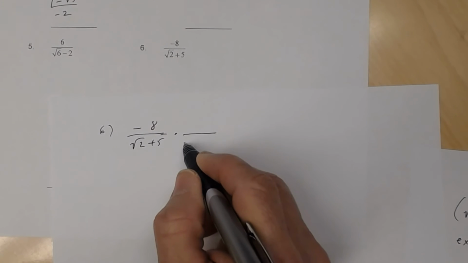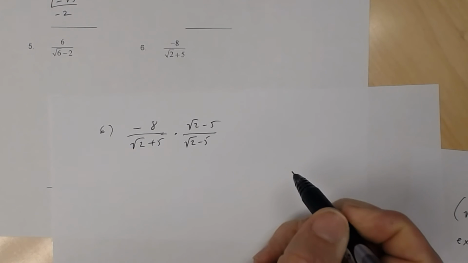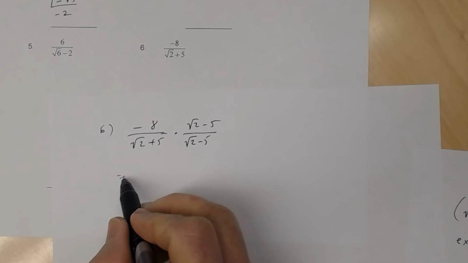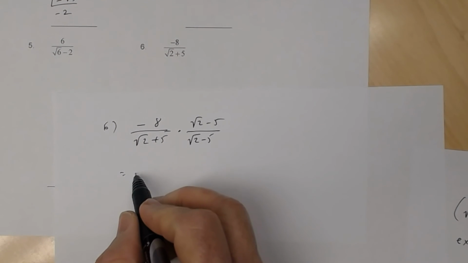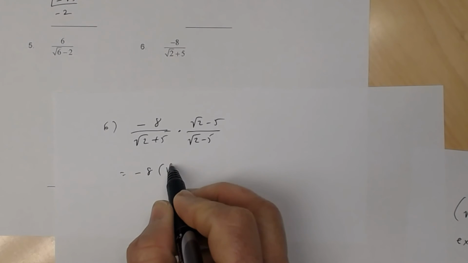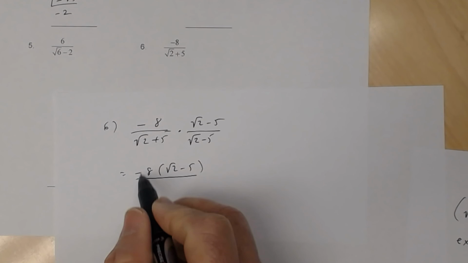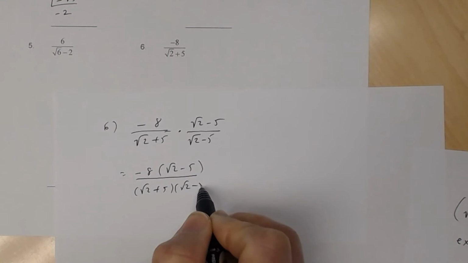So the conjugate of this would be the square root of 2 minus 5. Square root of 2 minus 5. So what you do to the denominator, you do to the numerator. And now this becomes negative 8 times this binomial, square root of 2 minus 5, divided by, and then the square root of 2 plus 5 times the square root of 2 minus 5.